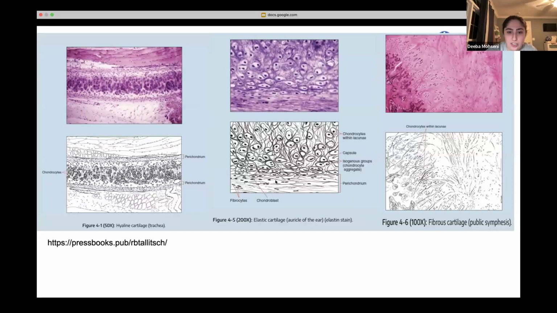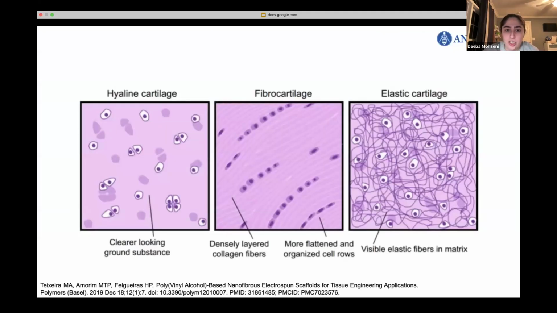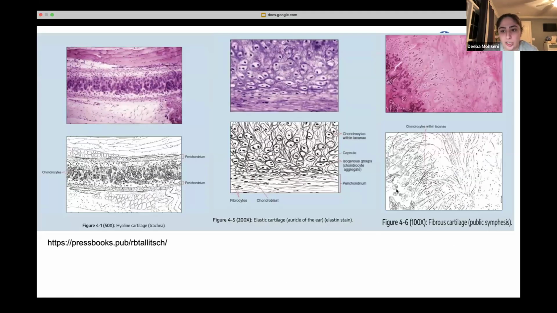This elastic cartilage is similar to what you would find in the auricle of the ear, which is just the outer part. You can see there's no real pattern to it. It's just a little bit everywhere. And then this right here is your fibrous cartilage. You can see you have the dense layers of collagen, and your cells are a little more flattened and a little bit more organized.